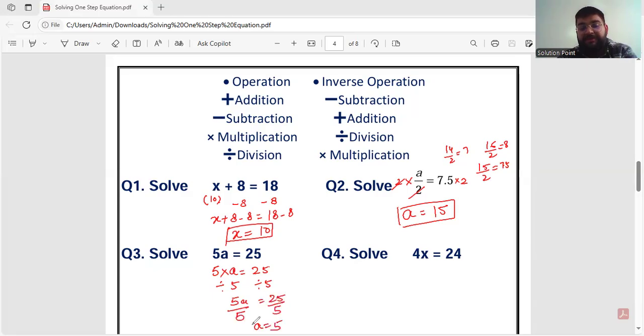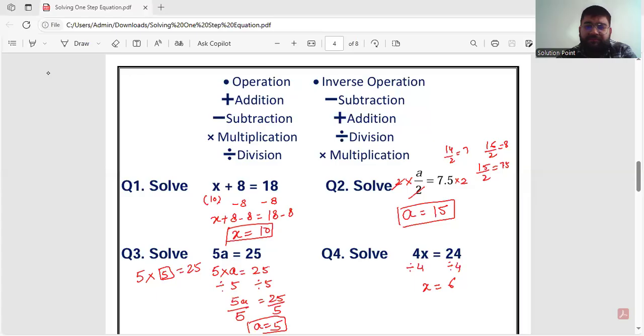So the value of a is 5 from here. Or by the other way, if you think 5 times something is 25, definitely that is going to be 5. So the value of a is 5. Similarly, if we need to solve 4x equals 24, we need to get rid of this 4 from here. Since this 4 is in multiplication, we divide 4 on both sides. So this x will become 24 by 4, which is 6.